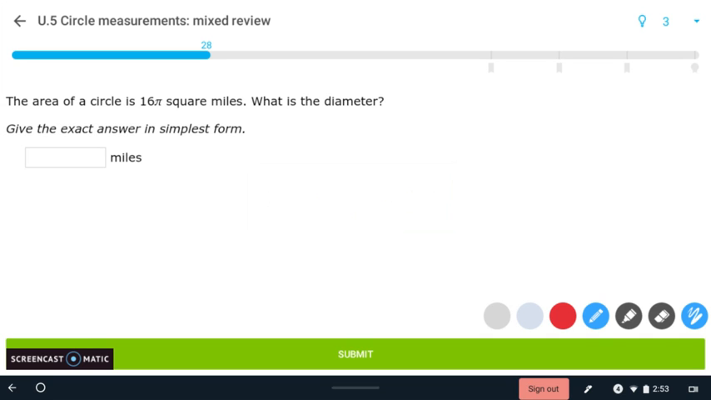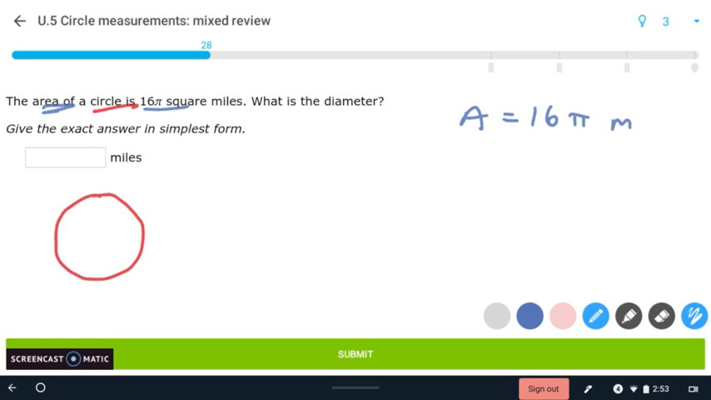So it says the area of a circle. Hey, a circle is a shape. I'm going to draw a circle-looking shape. If you can draw a perfect circle, hats off to you. I wish I could draw a perfect circle. But here is my depiction of a circle, and we're told the area is 16 pi square miles. So I'm going to write off to the side over here: area equals 16 pi miles squared, just so I know that. And then they want to know, what is the diameter?